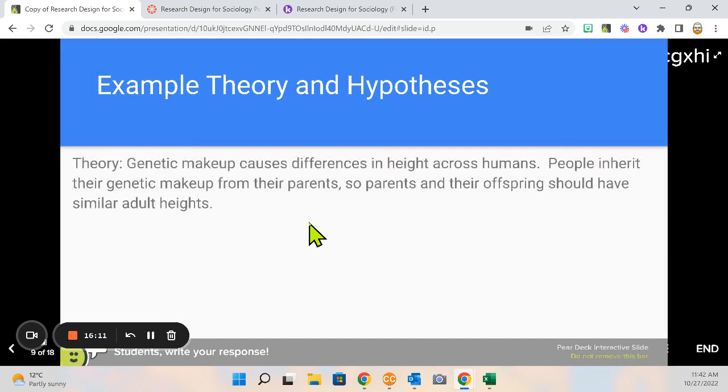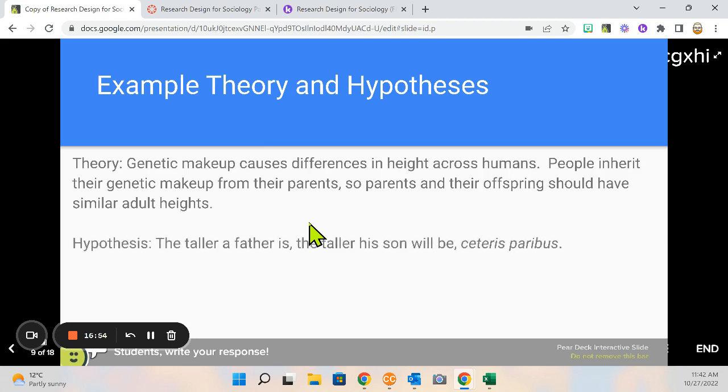All right. So what I want us to do now is take apart an actual theory and hypothesis to kind of show you how this step works. This is not a sociological theory, right? But right here it is. A person's genetics influences their height. So genetic makeup causes differences in height from one person to the next. People inherit their genetics from their parents. So parents and their offspring should have similar adult heights. That's the theory.